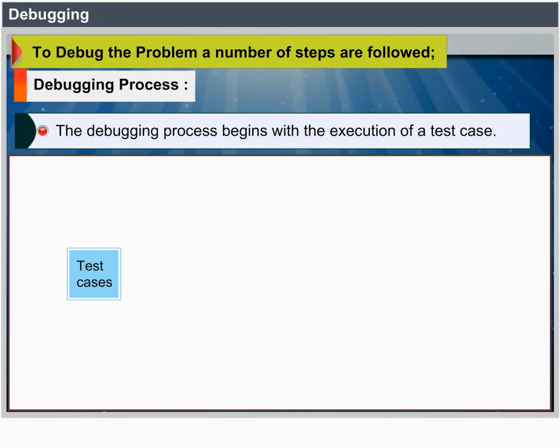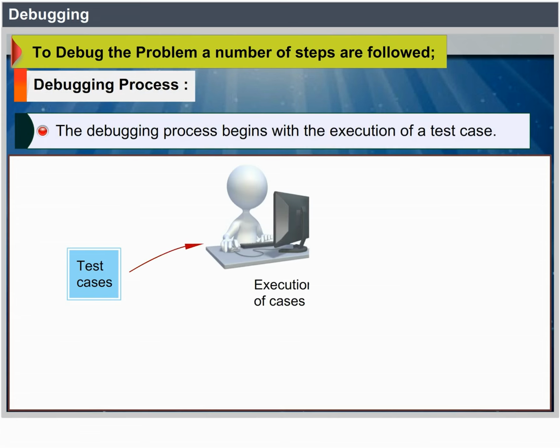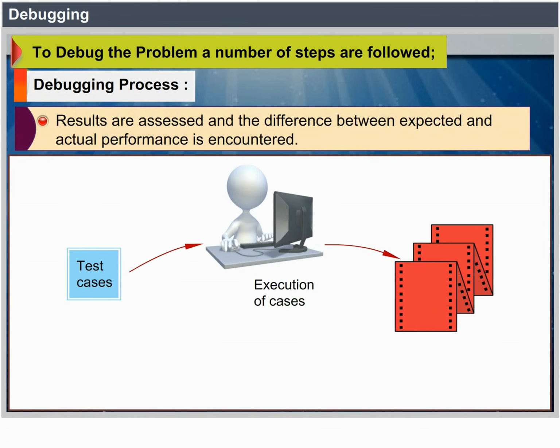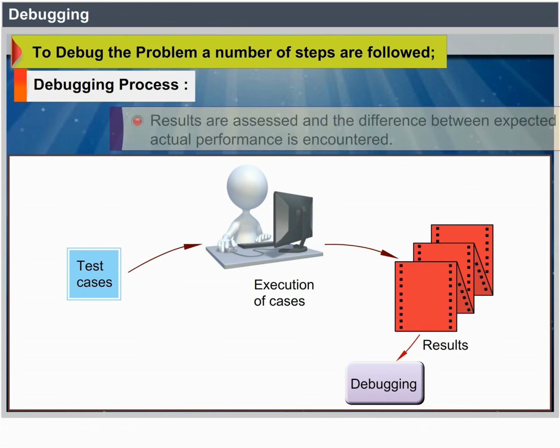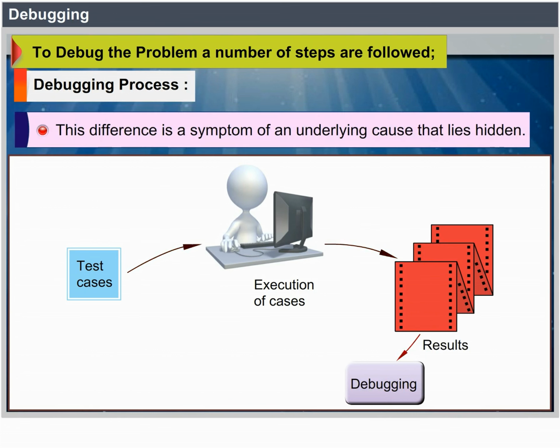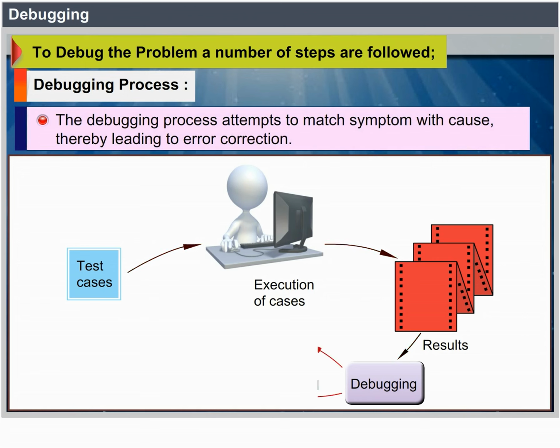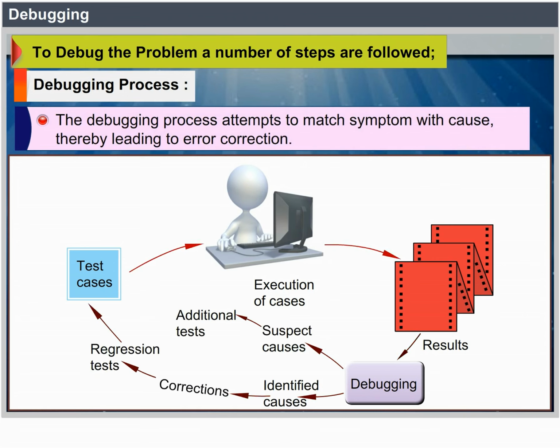Debugging process. Debugging occurs as a consequence of successful testing. The debugging process begins with the execution of a test case. Results are assessed and the difference between expected and actual performance is encountered. This difference is a symptom of an underlying cause that lies hidden. The debugging process attempts to match symptom with cause, thereby leading to error correction.